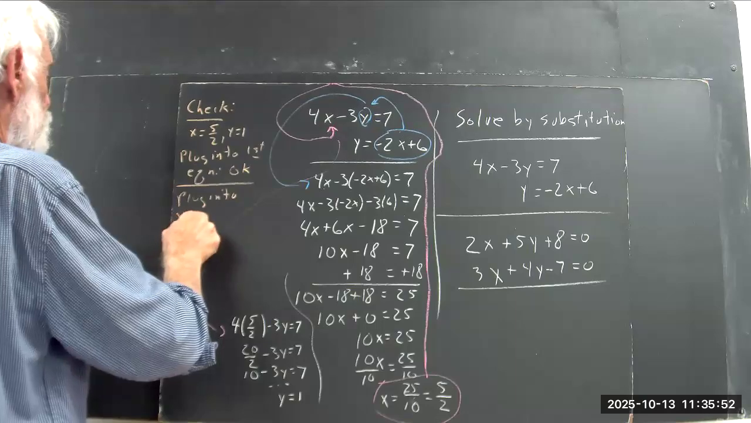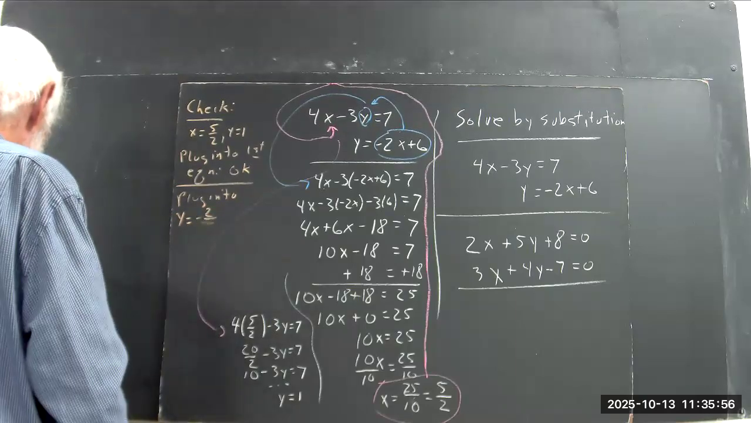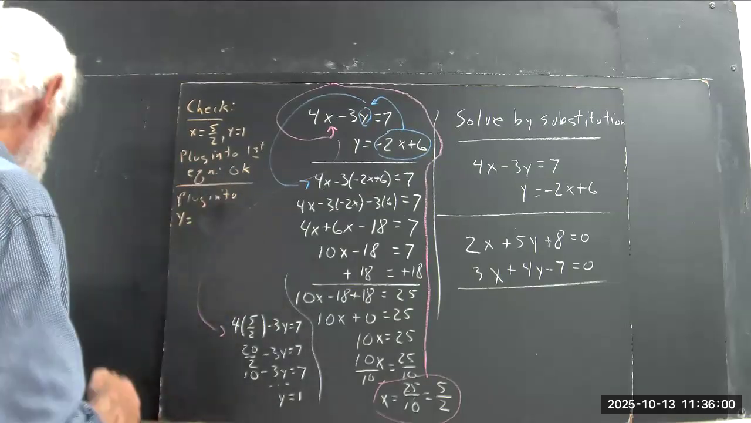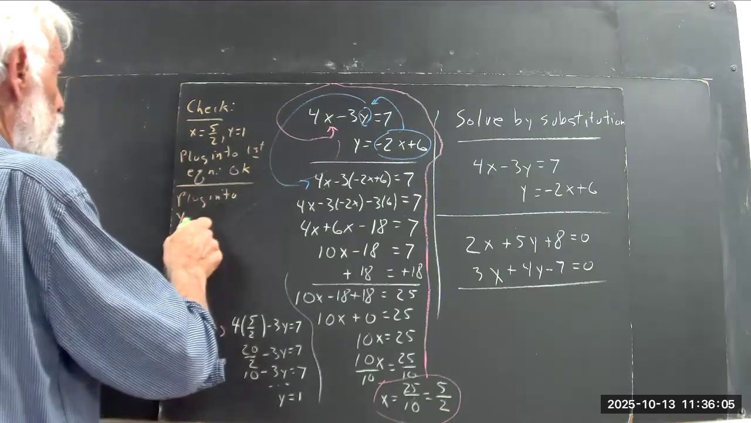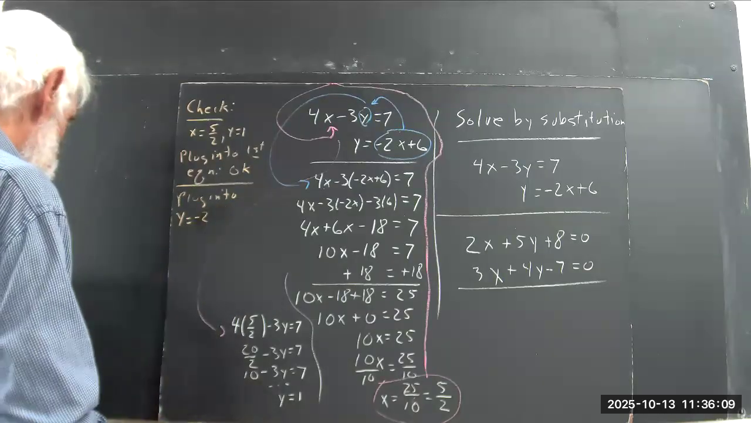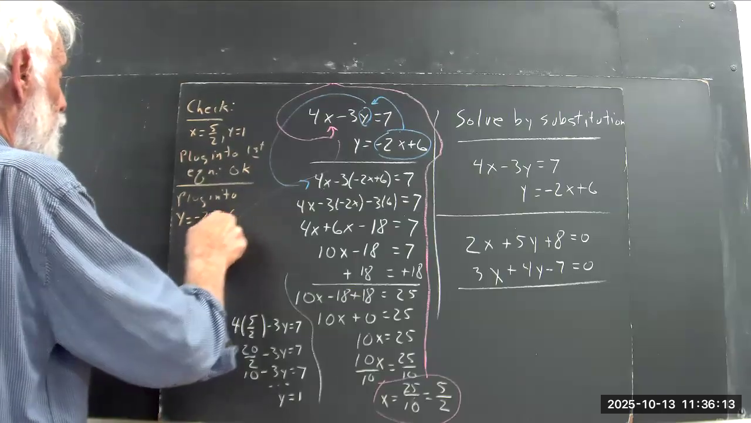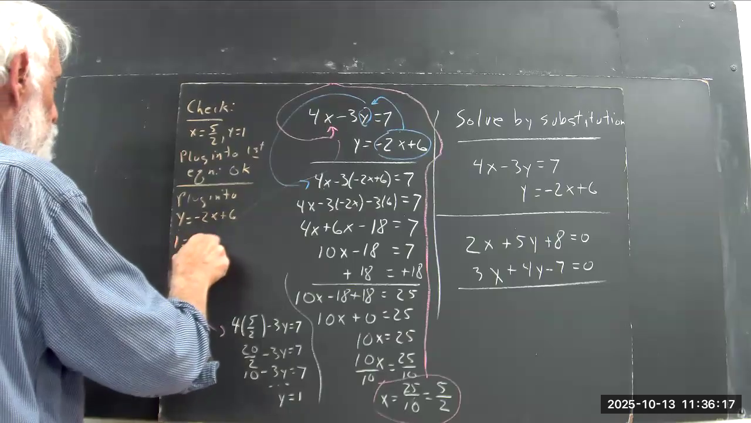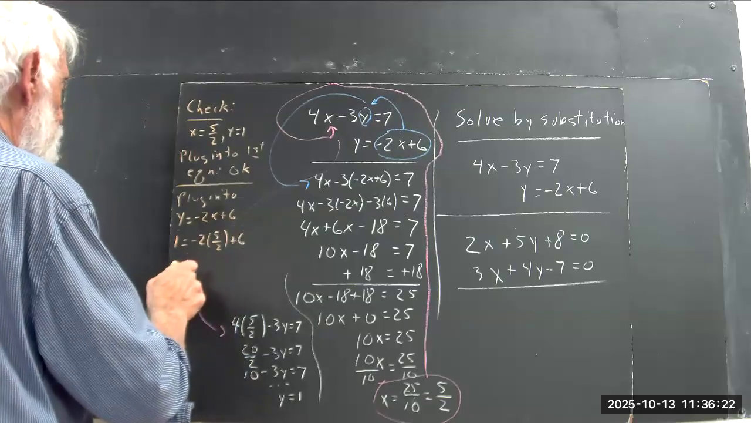Plug into y equals negative 2x. I don't know why I wrote 2 over x. You see how easy it is to write what you don't intend to write. Y equals negative 2 and actually negative 2x plus 6. Plugging in y equals 1, we get 1 equals negative 2 times 5 halves plus 6.